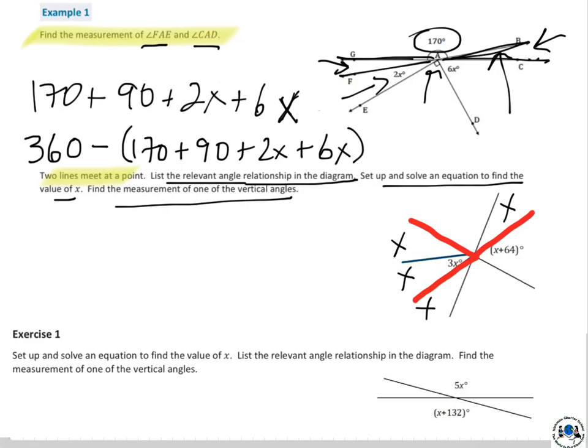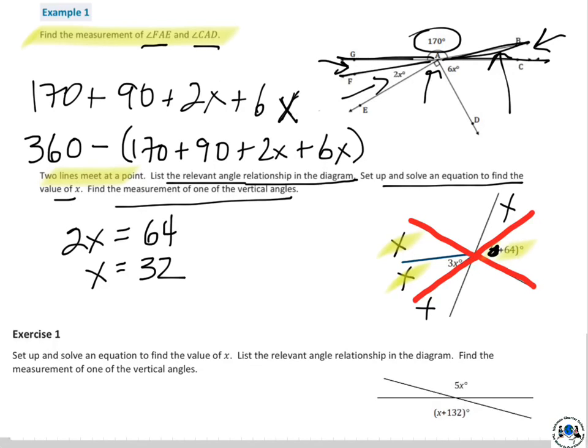Okay, and then those two angles right there are vertical angles. So therefore they are equal to each other. I can set my equation up to look like that, and then solve it very simply. X equals 32. So each x is 32 degrees.